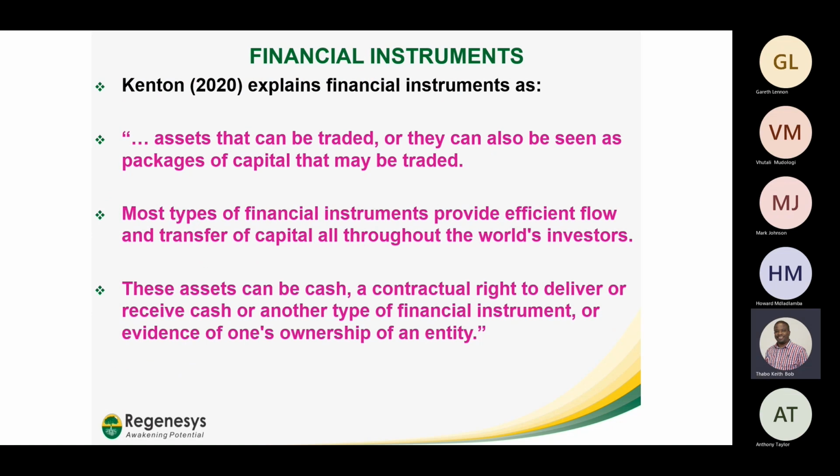And then when we talk about the financial instruments, we're talking about assets that can be traded, or they can also be seen as packages of capital that may be traded. Most types of financial instruments provide efficient flow and transfers of capital all throughout the world to investors. And these assets can be cash, contractual rights to deliver or receive cash or another type of financial instrument, or evidence of one's ownership of an entity.